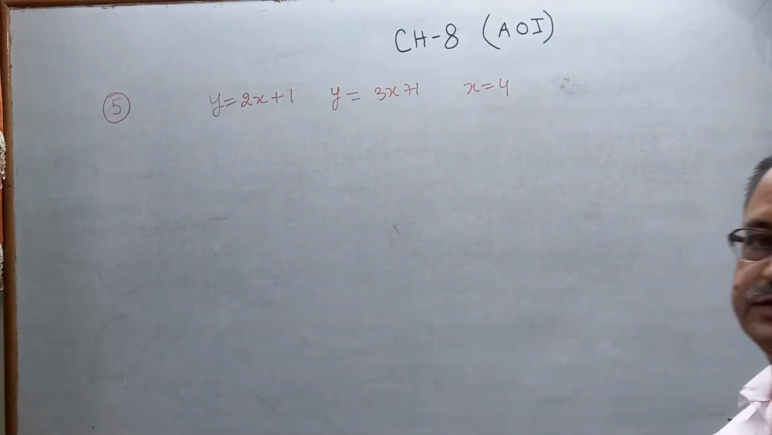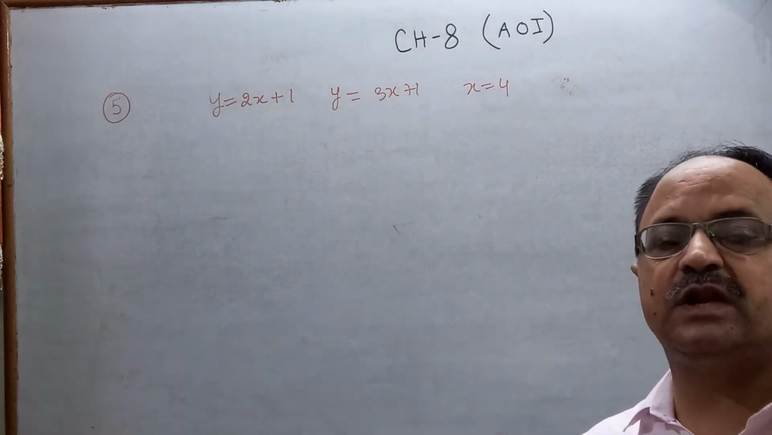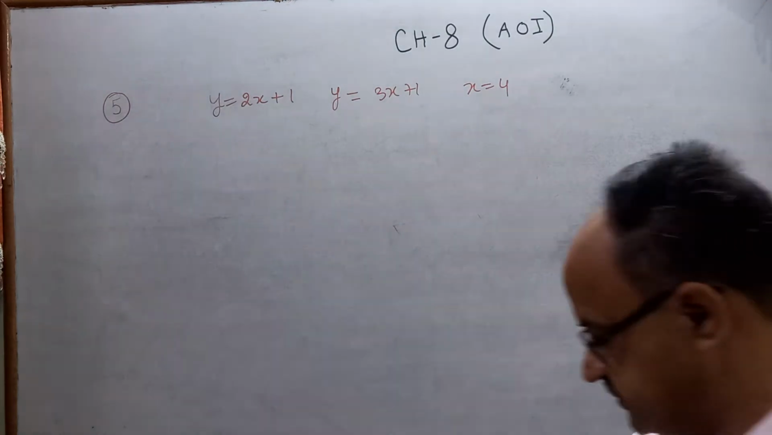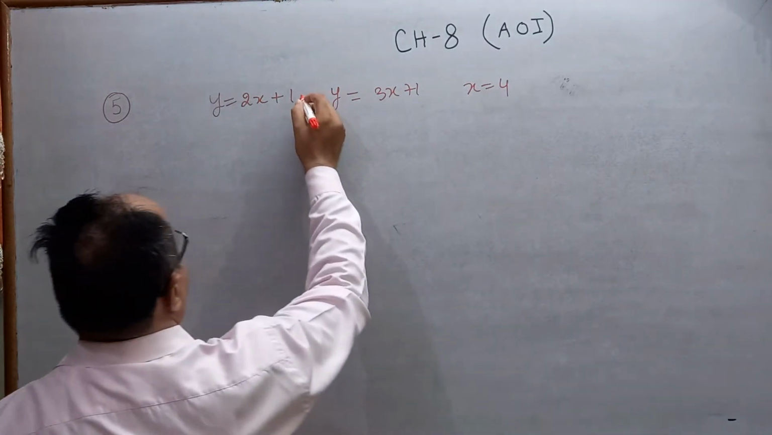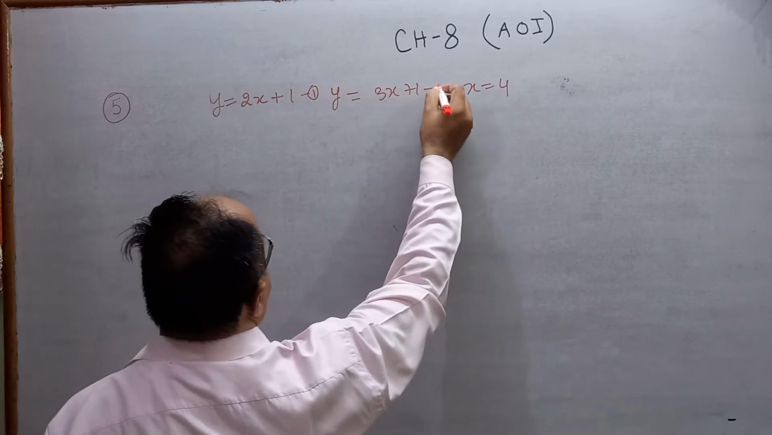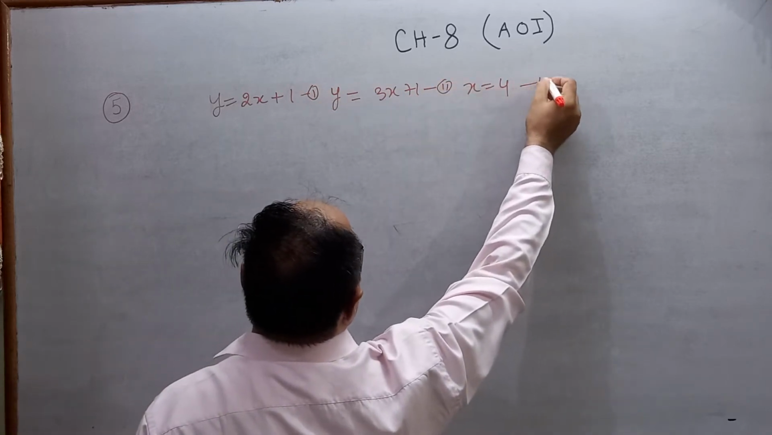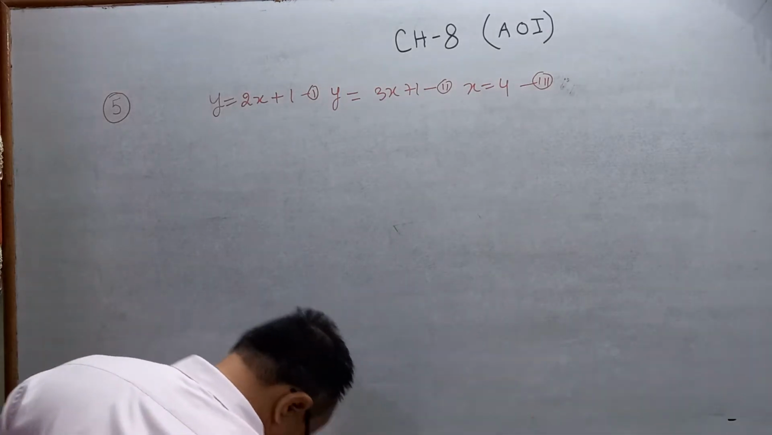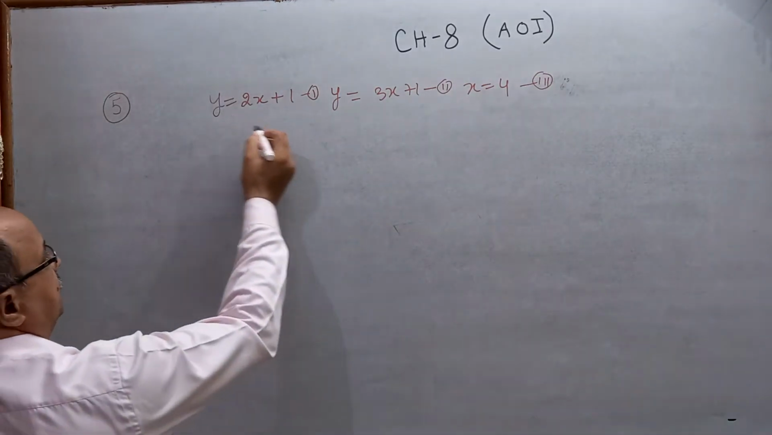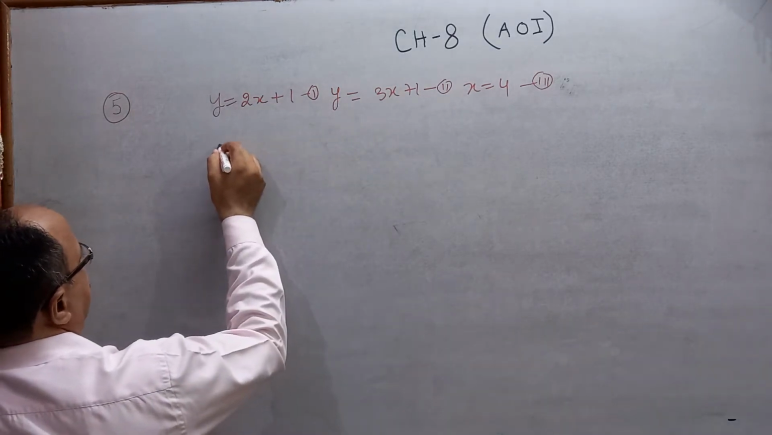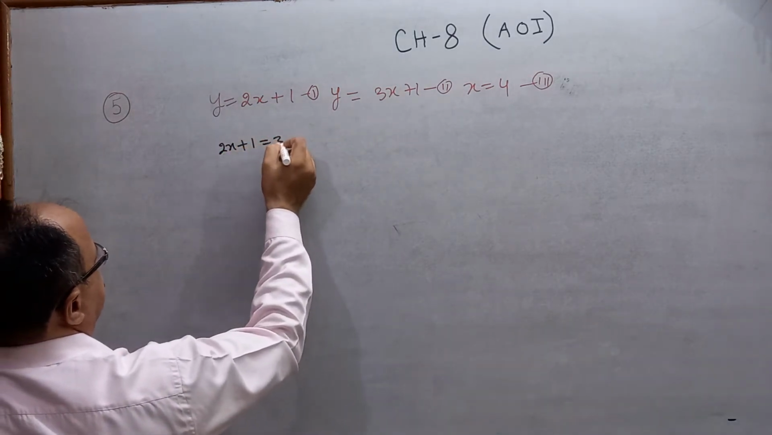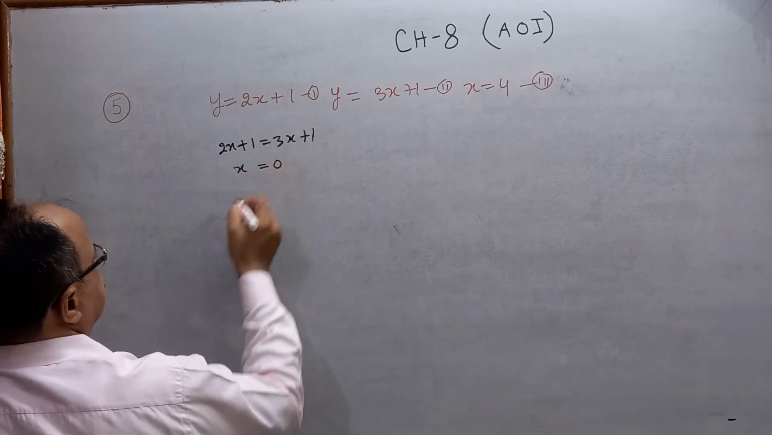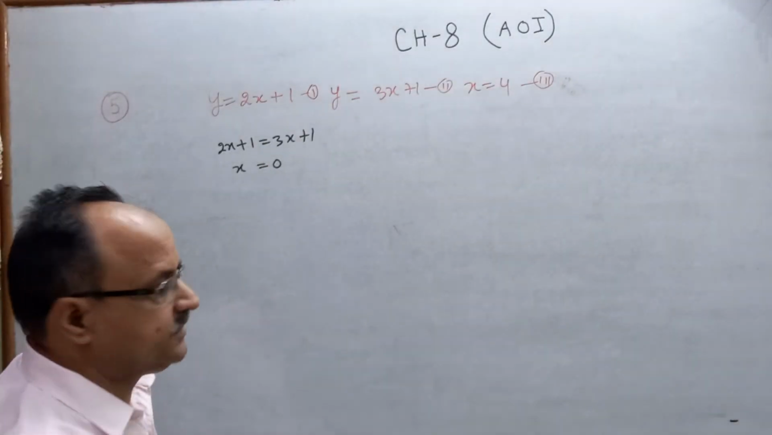You know that in this question there are three equations of lines. Firstly, find the point of intersection of these lines by solving these equations. This is equation number 1, this is equation number 2, and this is equation number 3. Solving first and second, 2x plus 1 is equal to 3x plus 1, therefore x is equal to 0.